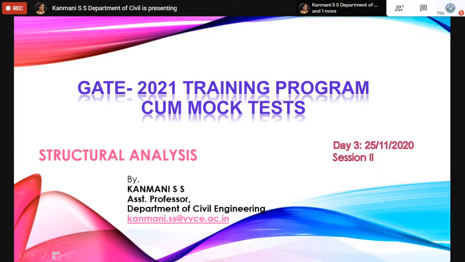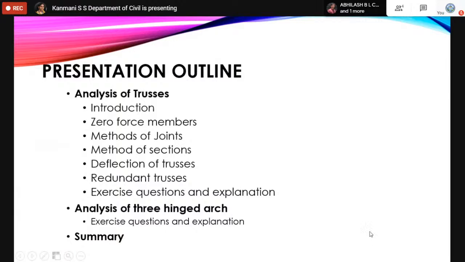Now in this session, I'm giving a presentation outline as we are going to study analysis of trusses in depth, wherein I'm going to give a brief introduction. We are going to study zero force members again, method of joints, method of sections, and we are going to find the deflection of truss joints, and then redundant trusses, which are nothing but indeterminate trusses. We will solve a few exercise questions and explain them. On the other hand, I'm going to continue with the analysis of three-hinged arch. In the next session, I'm going to take up cables and ILD. Afterwards, we'll summarize the presentation.